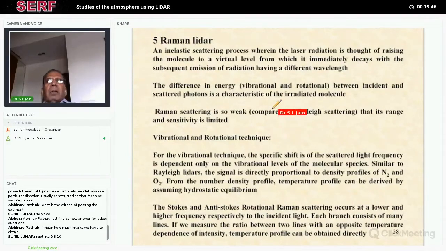Raman LIDAR is again a special type of technique where the wavelength you send is shifted in the backscattered radiation. The wavelength is shifted, maybe anti-Stokes or Stokes, and that is again a characteristic of the molecule which is backscattering, and it will shift according to the specific characteristic of the molecule, so you can identify which molecule you are measuring, and it will give you the information about that.